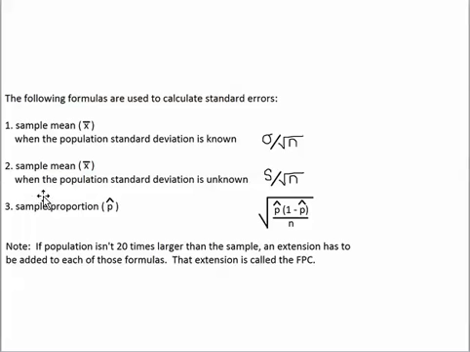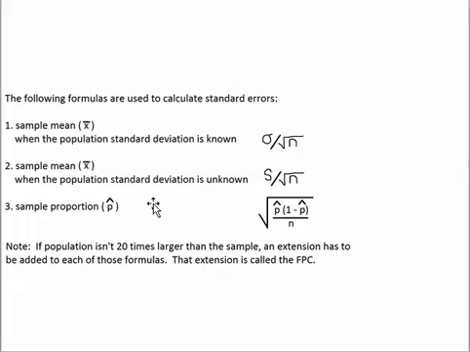The third situation in which a standard error can be calculated is when a sample proportion is being calculated to estimate a population proportion. This is the formula that's used to calculate the standard error in that situation. P hat is a sample proportion, and you calculate the p hat in your sample and plug that into this formula. You multiply p hat by 1 minus p hat and divide by your sample size, and you get the square root of the answer.